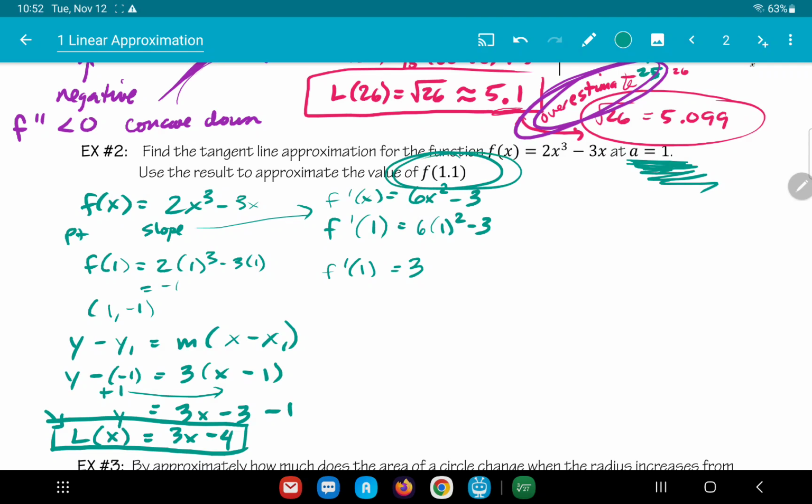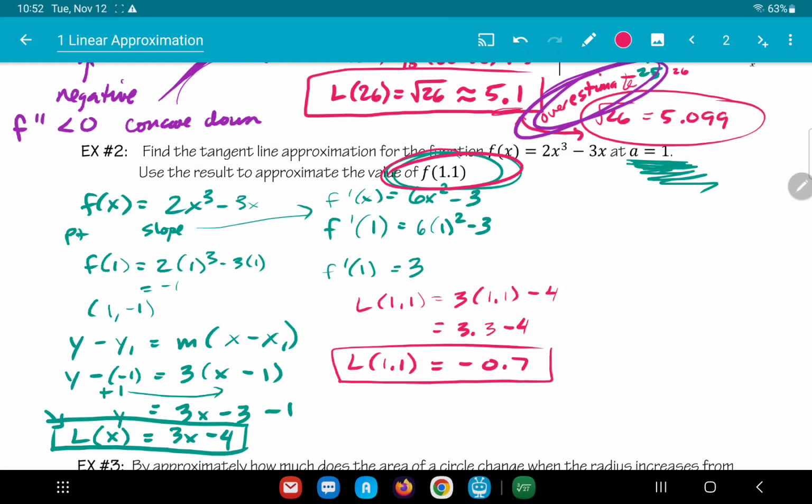Let's use our tangent line approximation to now find the value at 1.1. So L of 1.1 is equal to 3 times 1.1 minus 4, or that's the same thing as 3.3 minus 4. And 3.3 minus 4, that's going to give us about negative 0.7. So what we're finding is that when we're at 1.1, we're roughly around negative 0.7. What do you think? Is this an over approximation or an under approximation?